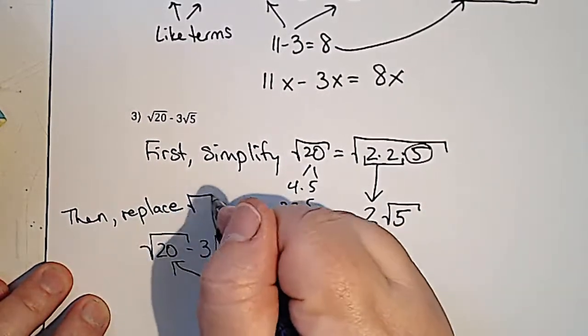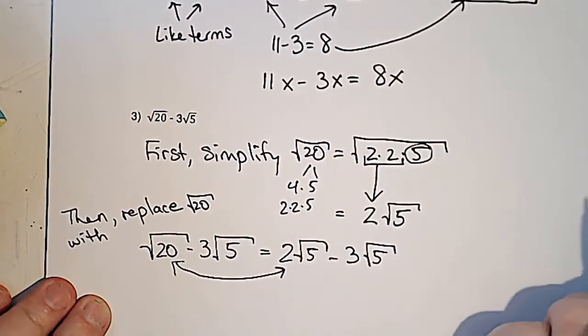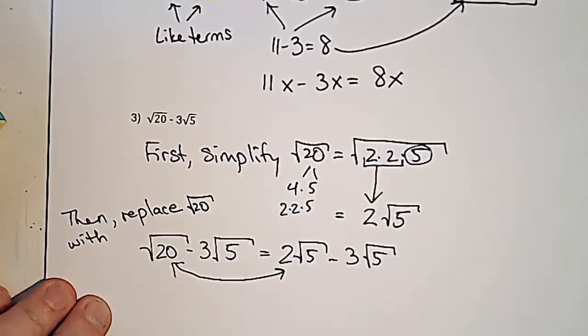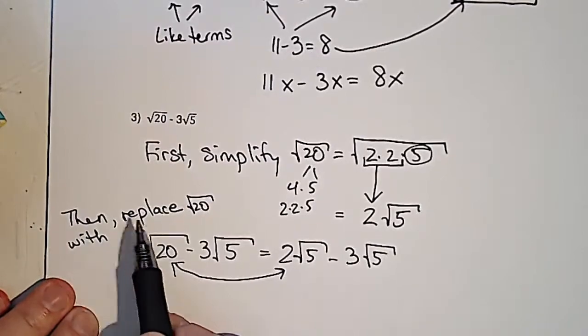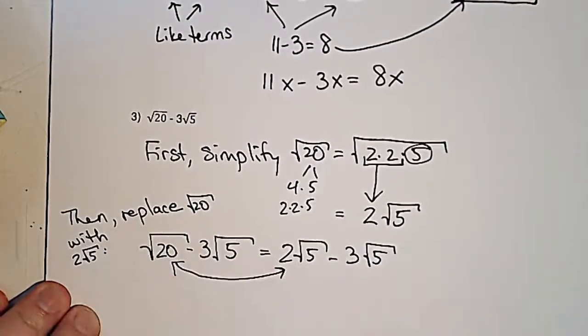So replace radical 20. I'm trying to make the notes for the people who aren't watching the video. I shouldn't. I know. If you're not going to watch the video, then you can figure out the notes. But then replace radical 20 with 2 radical 5. There we go.